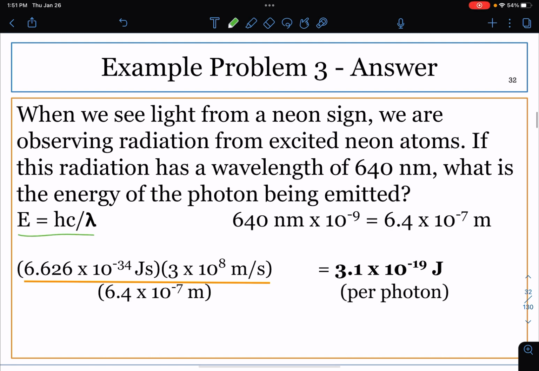Here's the equation we want to use. We need to convert our 640 nanometers into meters. Here's the value of 640 nanometers in meters, 6.4 times 10 to the negative 7. Our numerator has h times c, and the denominator has our wavelength in meters. The units cancel, and we're left with joules as the only unit left, and that is fantastic for energy. 3.1 times 10 to the negative 19 joules. And this is per photon, which has this teeny tiny amount of energy.